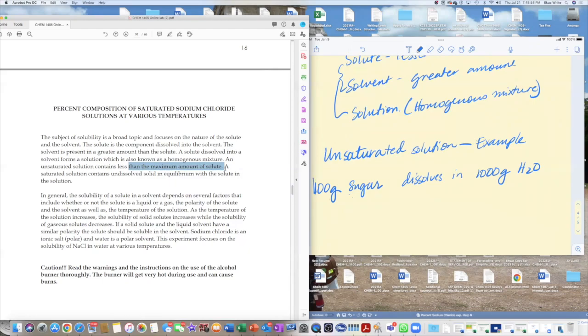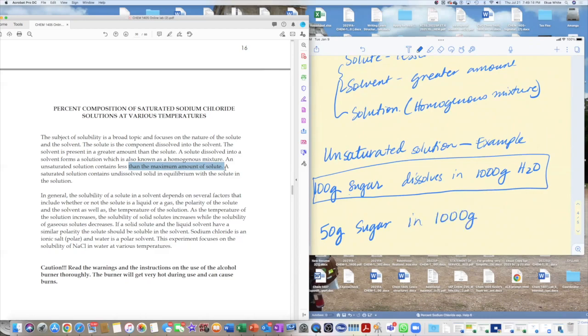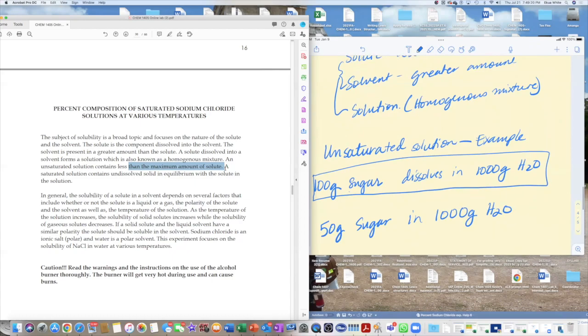And this is a statement of fact. So this is a solubility. So you can get up to 100 grams of sugar to dissolve in 1,000 grams of water. This is a made-up number, okay? But then you manage to dissolve 50 grams of sugar in 1,000 grams of water.